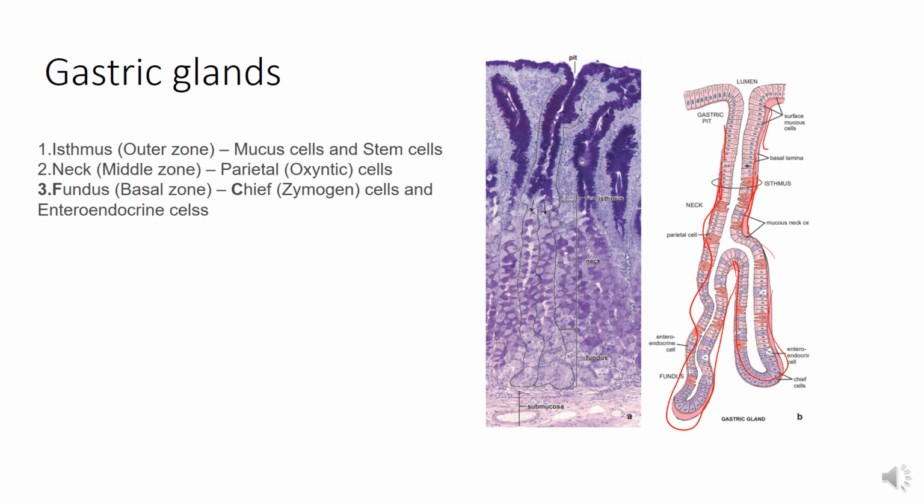So here you can see the distribution of the cells in the gastric gland. In the isthmus mostly the mucous cells and the stem cells are present, while in the neck you can see the parietal cells and the mucous neck cells, and in the basal part mainly the chief cells and the enteroendocrine cells and some of the parietal cells. These are the enteroendocrine cells and these are the chief cells, while these are the parietal cells, these ones.